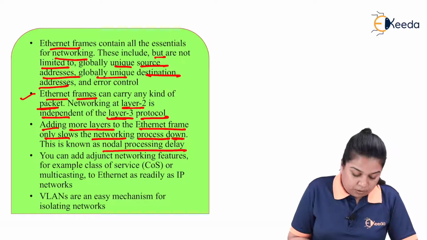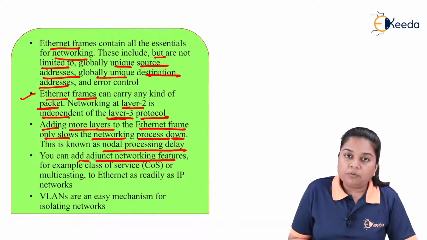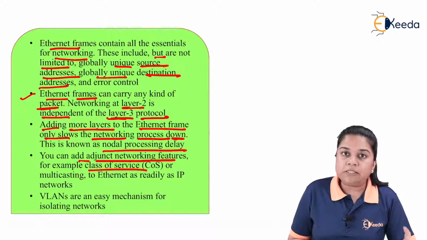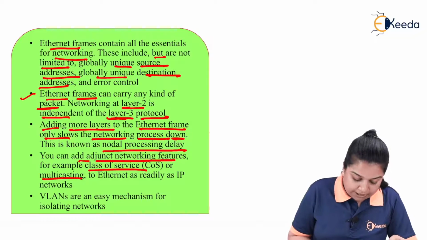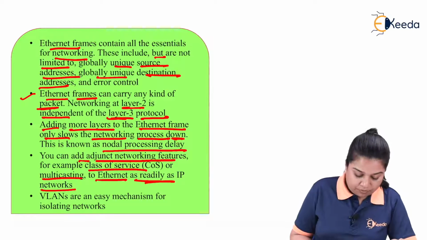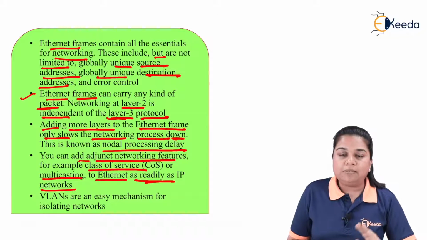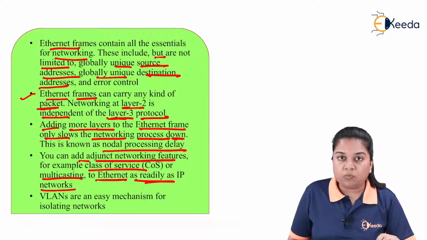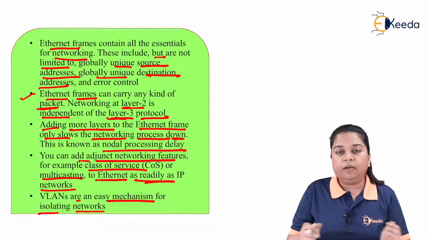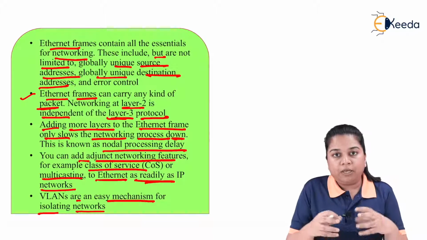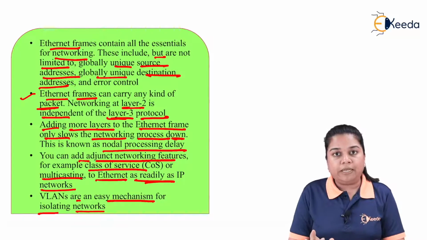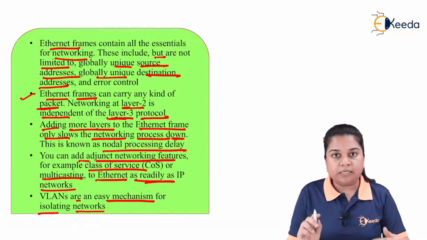Then here you can add adjunct network features or networking features. For example, class of service (COS) or multicasting to Ethernet as readily as IP networks, and virtual LANs, that is virtual local area networks, are an easy mechanism for isolating networks. That means within the LAN we can create several other VLANs so that we can isolate the network and traffic flows easily.